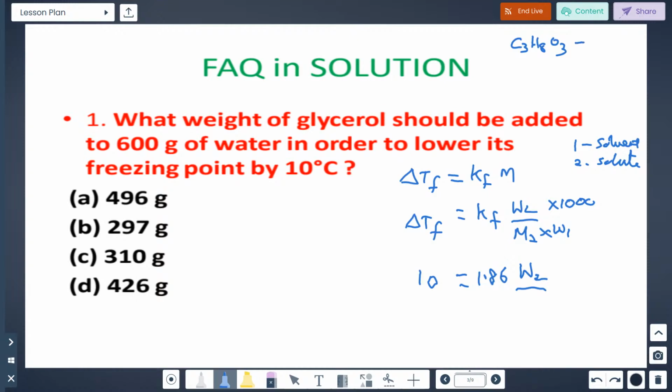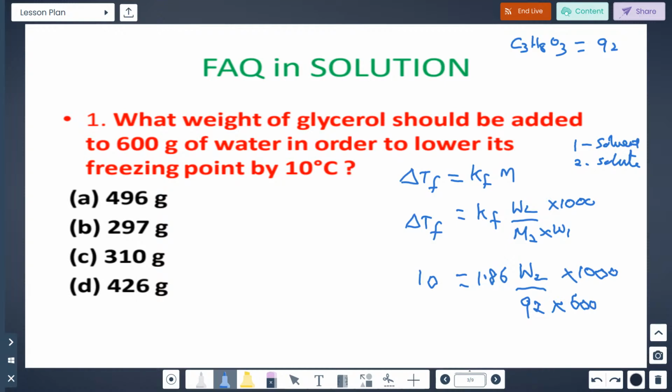So the molecular formula is C3H8O3. The molecular mass you will be getting is 92. You substitute here, into W1. I told you, solvent is 1, and it should be added in 600 gram of water. So 600 gram, everything in kilogram, then I put 1000. Then if you rearrange and simplify, we get the value of W2.